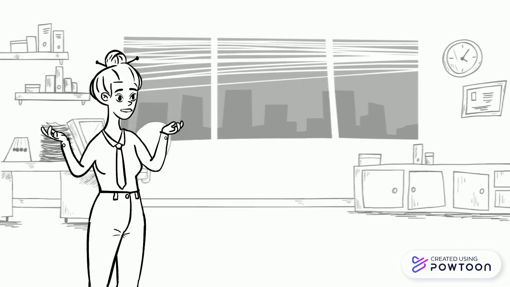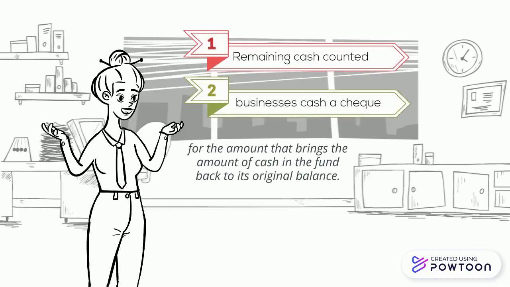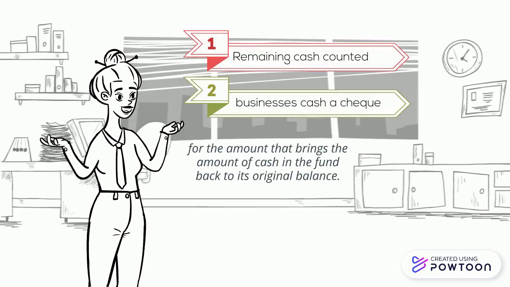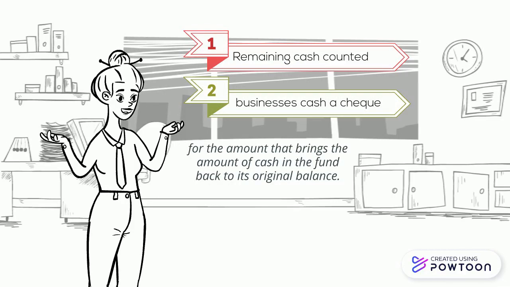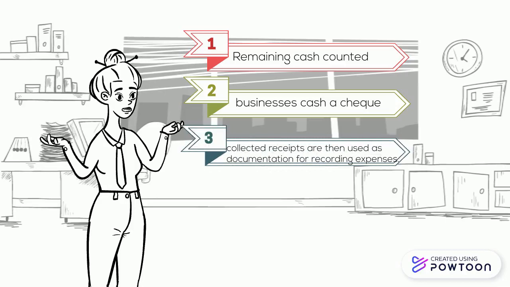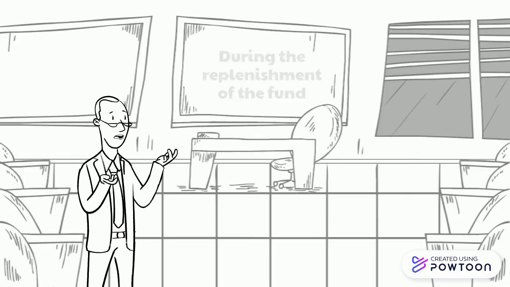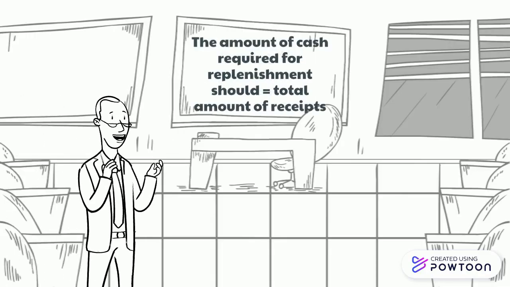In order to replenish the fund, the remaining cash is counted and the business cashes a check for the amount that brings the amount of the cash in the fund back to its original balance. The collected receipts are then used as documentation for recording expenses. You should note that during the replenishment of the fund, the amount of cash required for replenishment should equal the total amount of receipts.